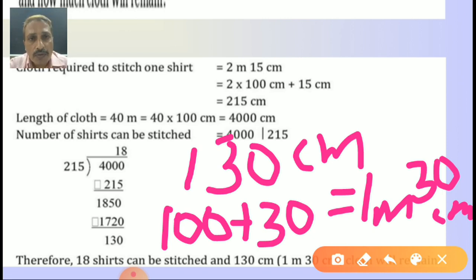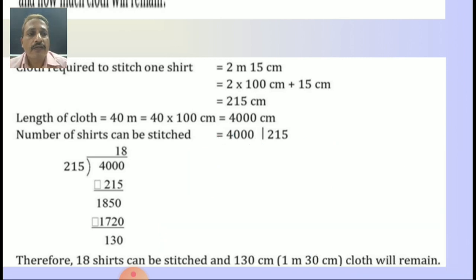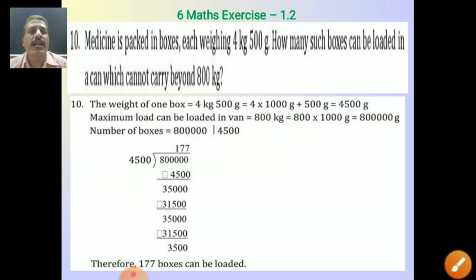But if you want to write 1 meter and 30 centimeter, it's most welcome and it's a very good practice to convert these centimeters into meter and centimeter. Okay, we can move to our next question.